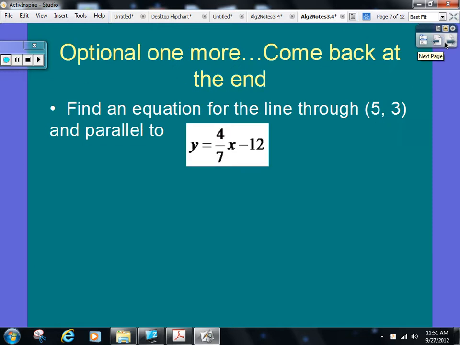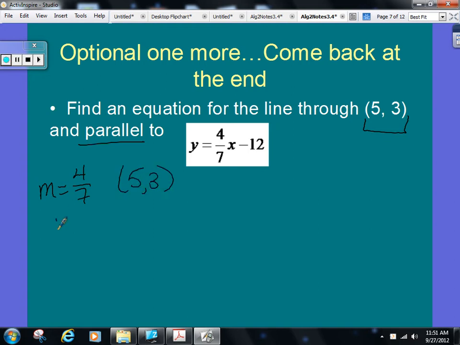Okay, one more. Find an equation for the line through this point and parallel to this line. Okay, I need a point and a slope. Goody goody gumdrops. I have a point. Do I have a slope? No, I have a line, but it says it's parallel to this line. I know that parallel lines have the same slope, so the slope will be 4/7. So I have a slope and I have a point, which is (5, 3).